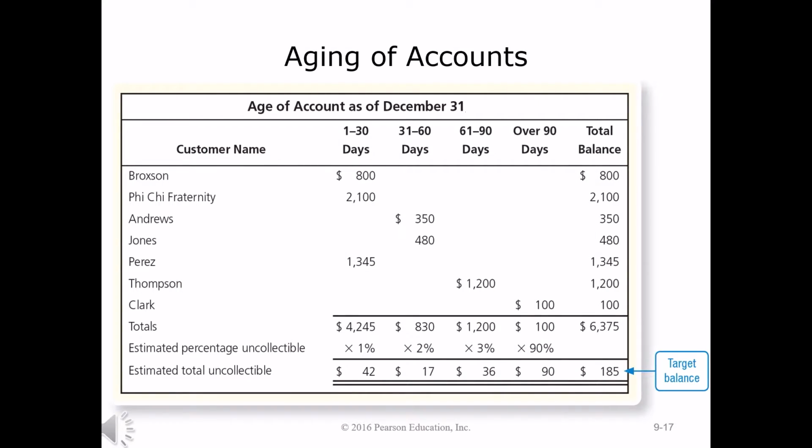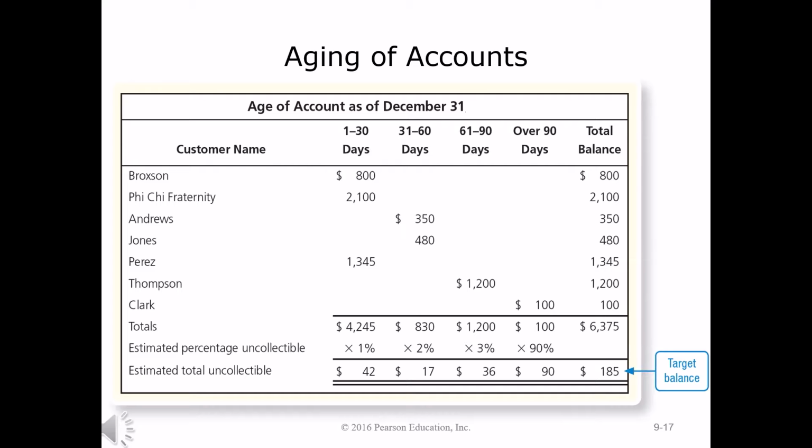So the first step is to determine what our target balance is. When Smart Touch Learning does the aging of accounts receivable method, you can see that they have multiple categories of ages. They have a 1 to 30 days, that would be considered current, and of all of their accounts receivable that is only 1 to 30 days old, they believe that only 1% of that is uncollectible, or $42 in this case. When the accounts receivable invoices get 31 to 60 days old before they're paid, we determine that there's a 2% uncollectible rate at that point.